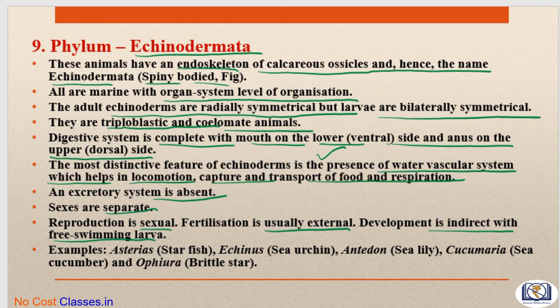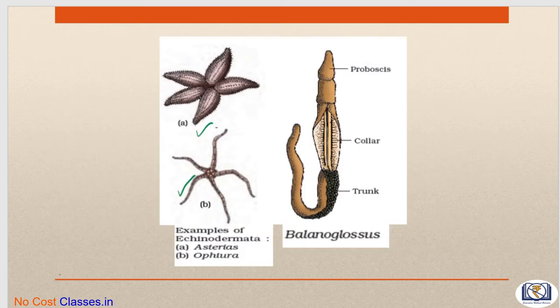Then examples, many more. We have Asterias, starfish, Echinus, sea urchin, Antedon, sea lily, Cucumaria, the sea cucumber. Many more beta we have here. So we learn the examples. These are the pictures I have shown already.